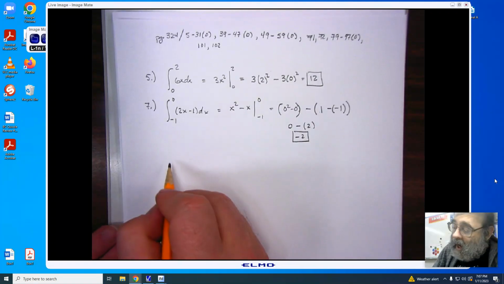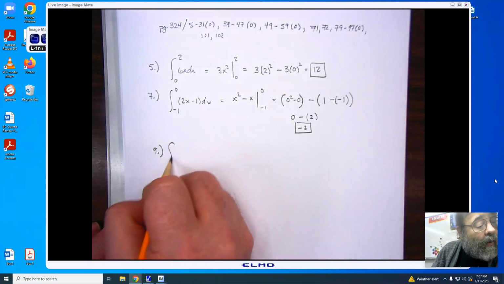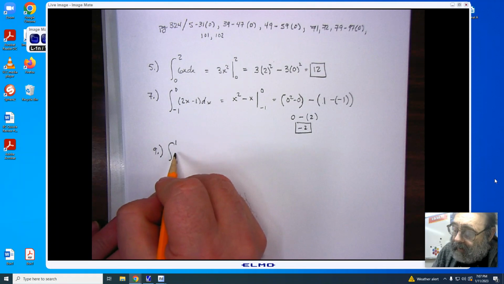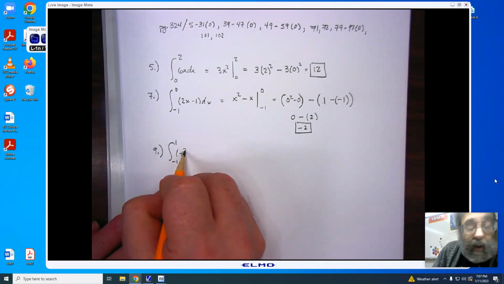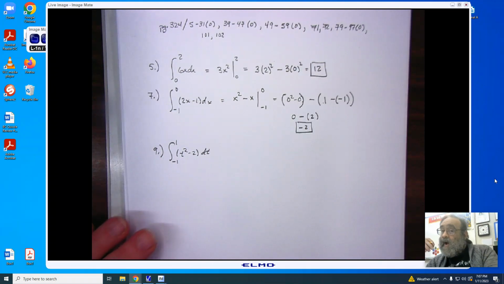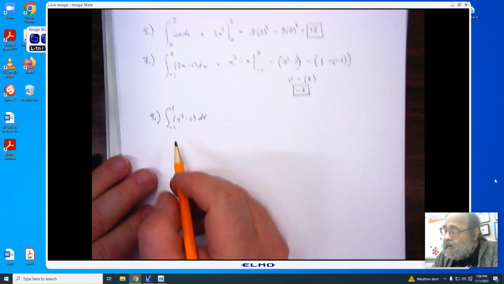Let's now go to number 9. Number 9 has the integration from -1 to 1, and we're looking at an even function, t squared minus 2 dt. Now, we have a rule that says if I have an even function, I can work at the axis of symmetry and simply divide it into two parts, allowing me to double my area. So that's what I'm going to do.